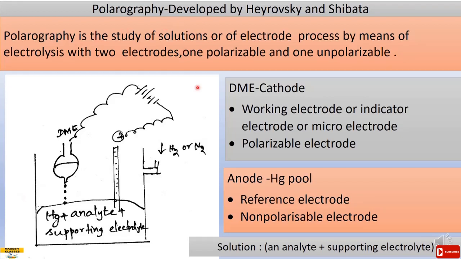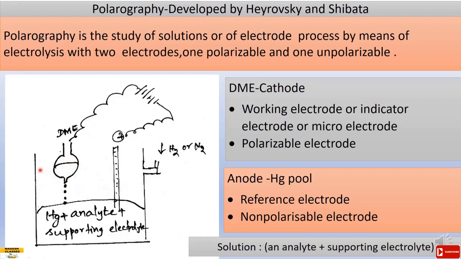So this is a polarography setup. It consists of two electrodes, one is the cathode, another is the anode, connected to the battery. The cathode is a dropping mercury electrode, and it is the working electrode, or indicator electrode, or microelectrode. And the anode is the reference electrode, which is nothing but a mercury pool. It is connected to the positive terminal of the battery. So one is polarizable, that is the dropping mercury electrode, DME, and the other is non-polarizable.